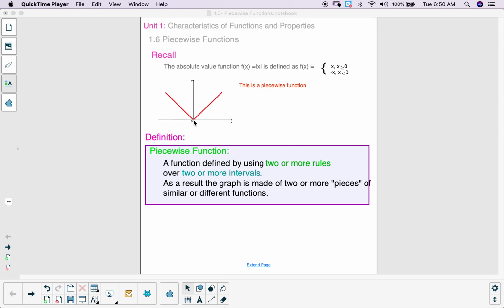They're connected at 0. It is continuous because there are no breaks in this graph, but there could be piecewise functions where there are breaks or discontinuities, and we will be looking at that shortly.